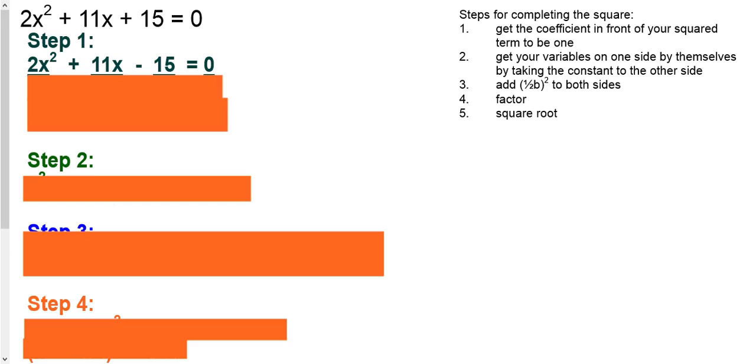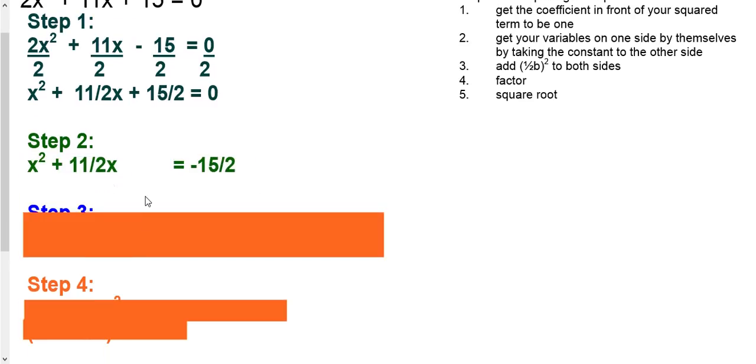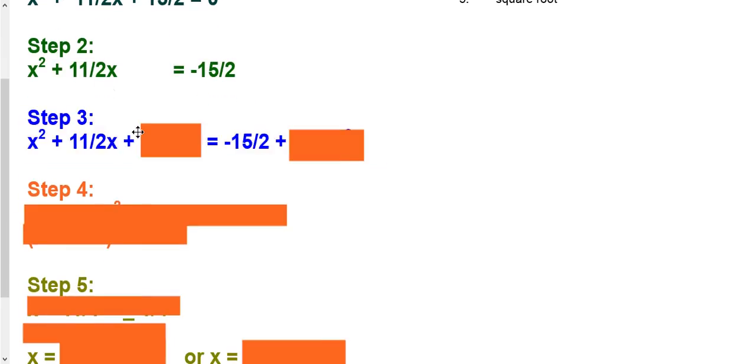So go ahead and try this one, completing the square, and then watch the video. Divide everything by 2 to get the number in front of your squared term to be 1. Get the variables by themselves by subtracting 15/2 from both sides. Take half of 11 over 2. So take 11 over 2 times 1 over 2, multiply the tops, multiply the bottoms, gives you 11/4. 11/4 squared is what you have to add to both sides. So if we add it here, we add it over here.